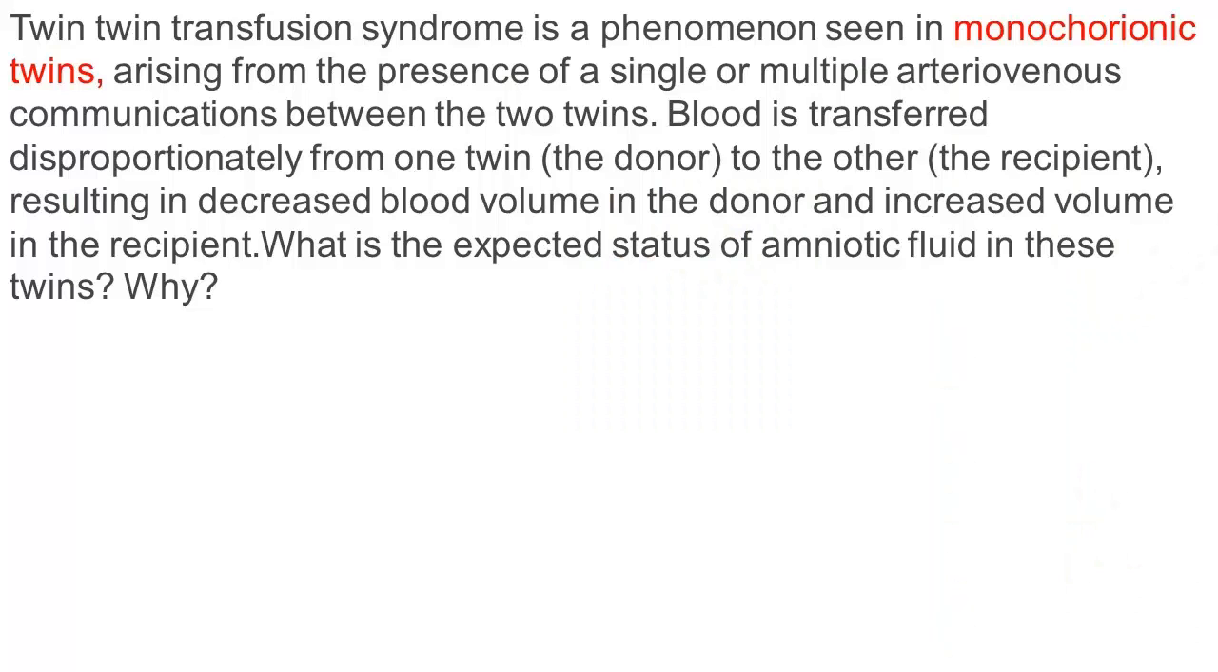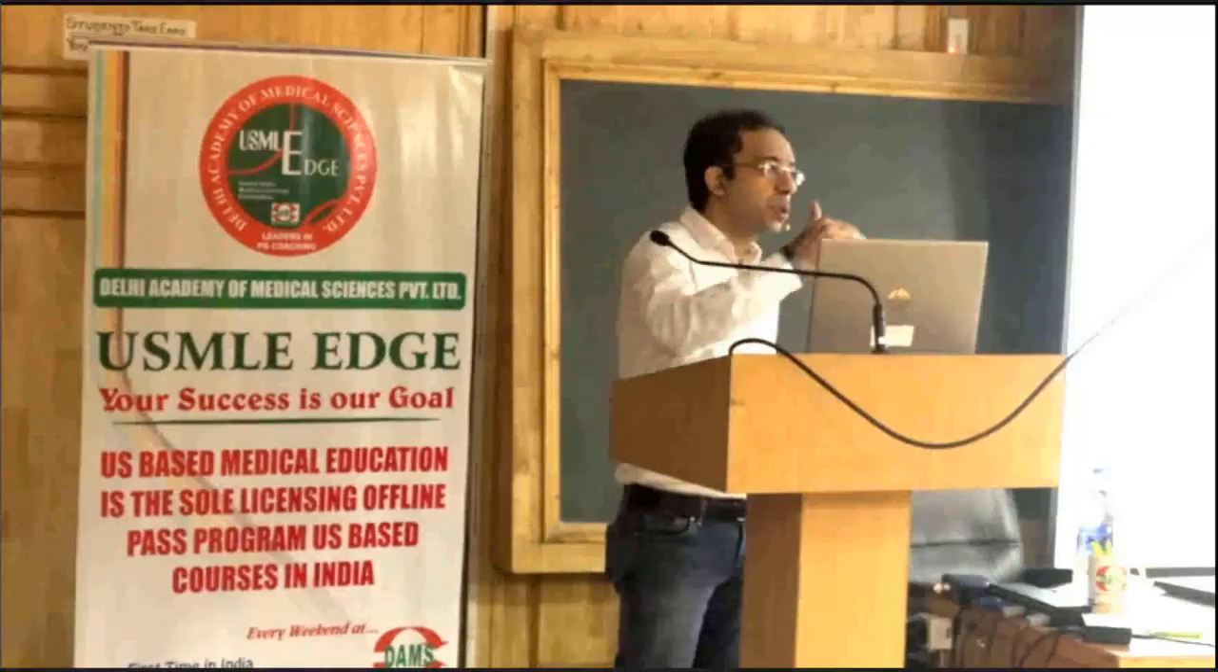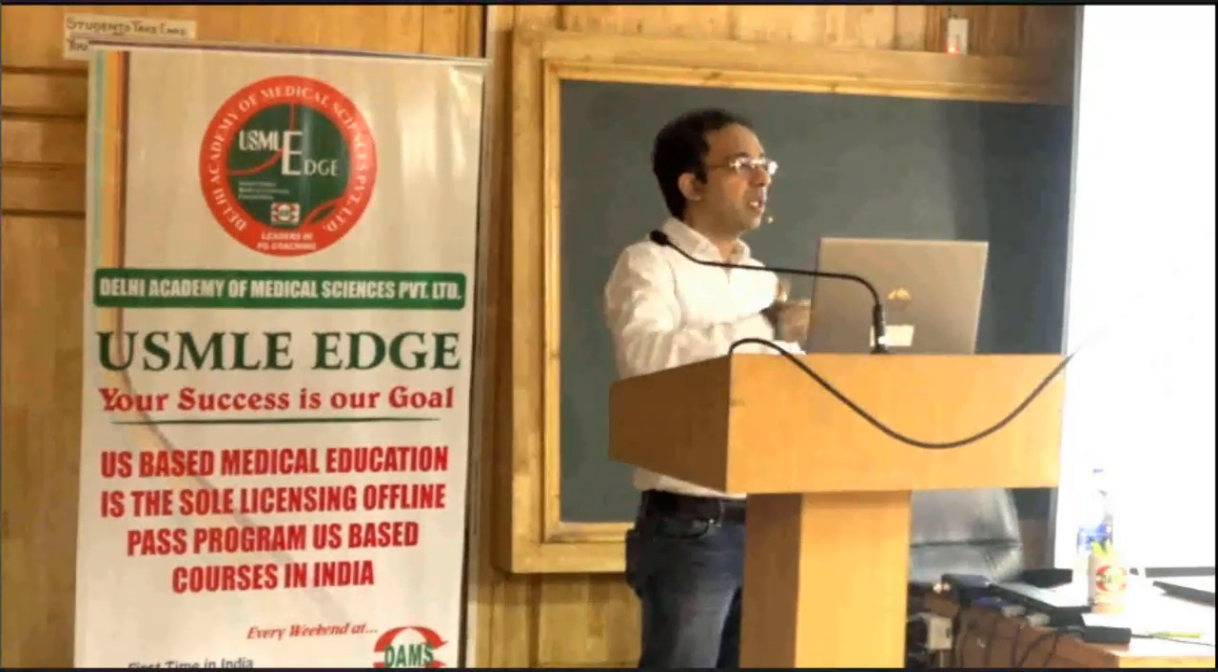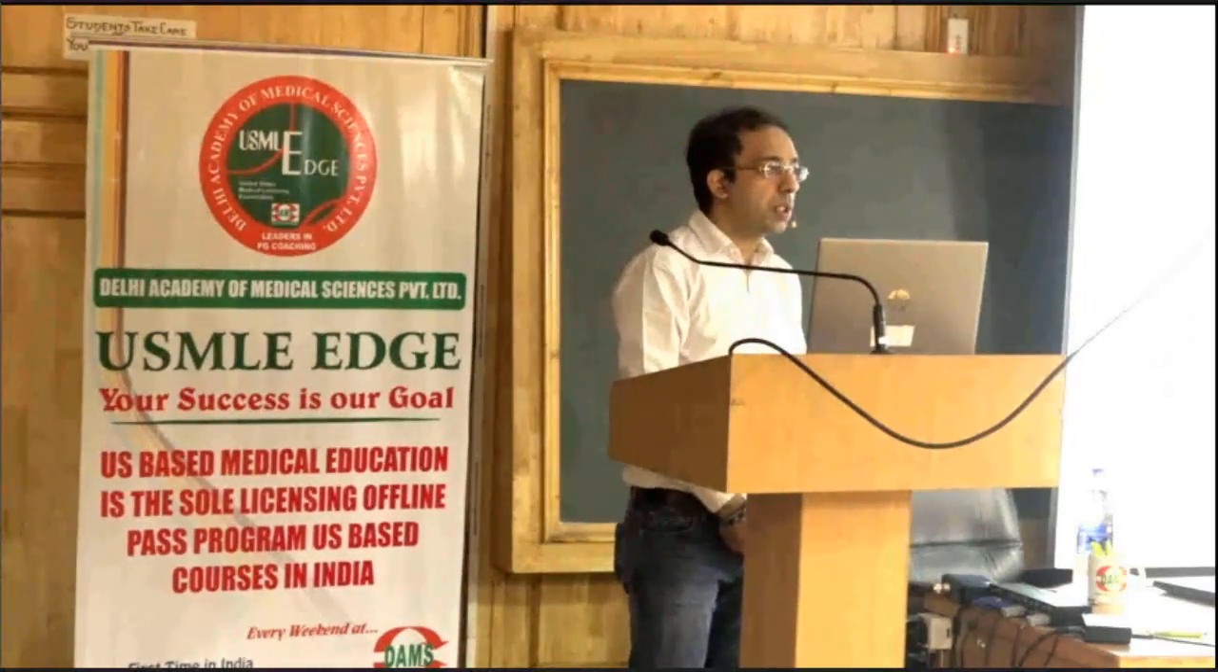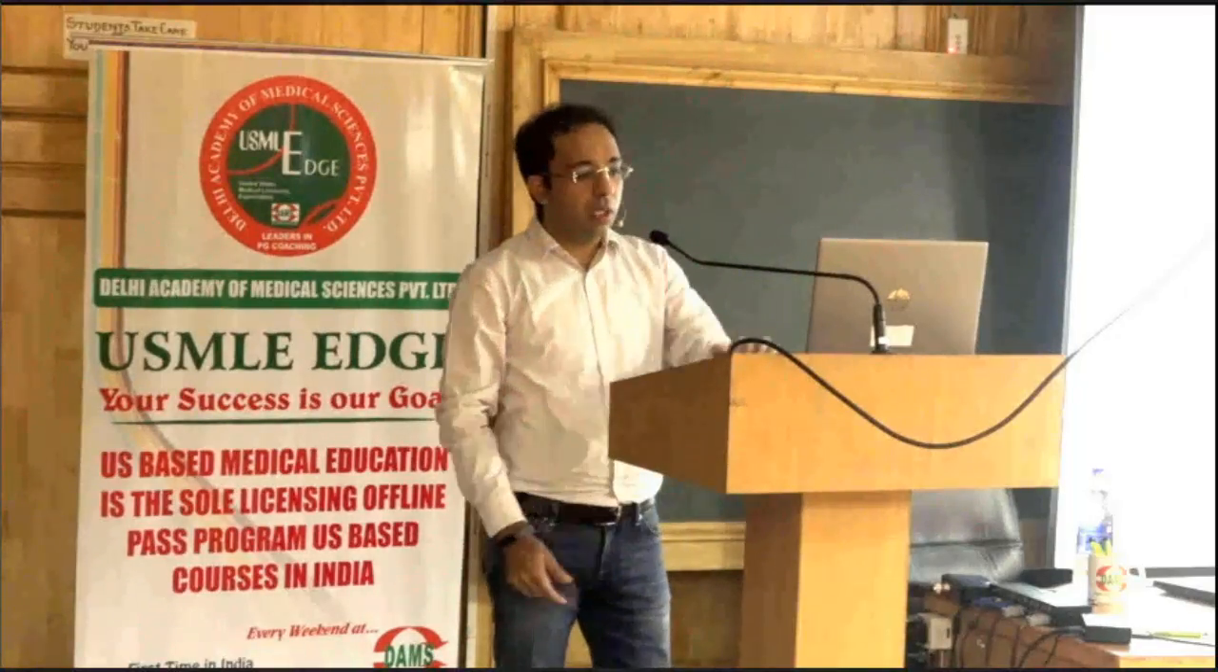It is monochorionic twins. The twin-twin transfusion was the answer. And we said abnormal connections in the placenta lead to uneven blood flow distribution. One will be dehydrated, then he will produce less urine and less amniotic fluid, and vice versa. Are you able to understand this? So this was the end of round 1 here.